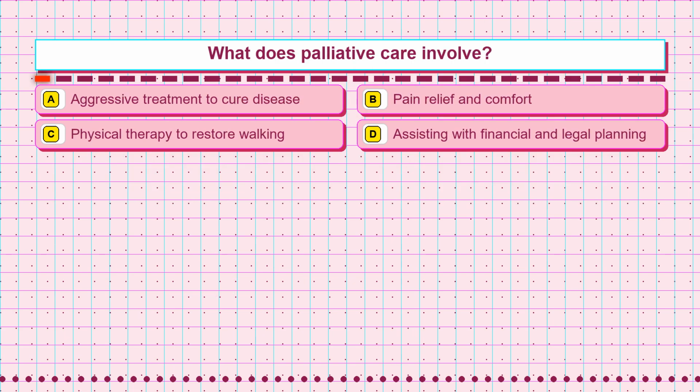Question 41. What does palliative care involve? Option A, the aggressive treatment to cure disease. Option B, pain relief and comfort. Option C, physical therapy to restore walking. Option D, assisting with financial and legal planning.